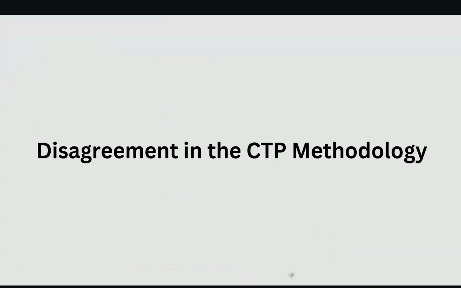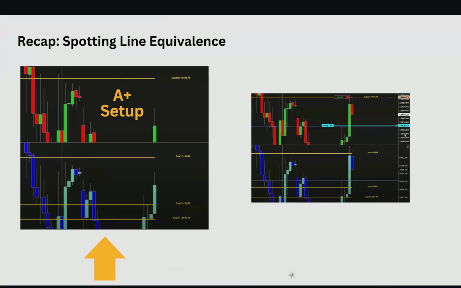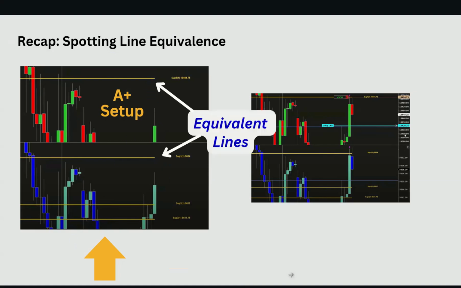All right, guys. So what is disagreement in the CTP methodology and why is it so important? As we discussed in the previous section, every CTP trade starts by spotting equivalent lines on two correlated assets. In this example, these trigger point resistance levels were equivalent for shorting ES and NQ.